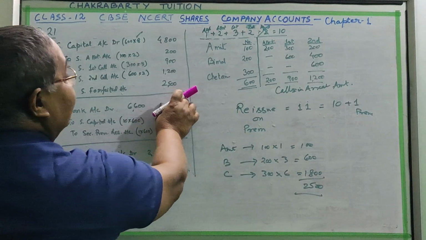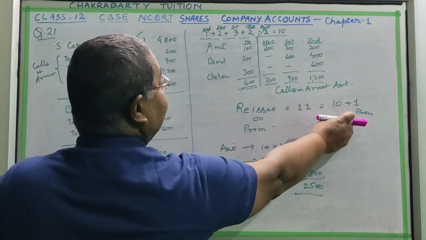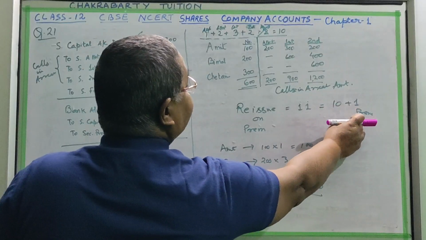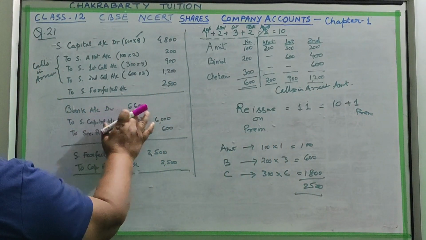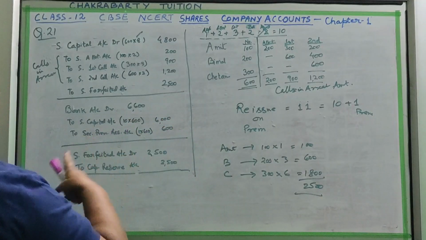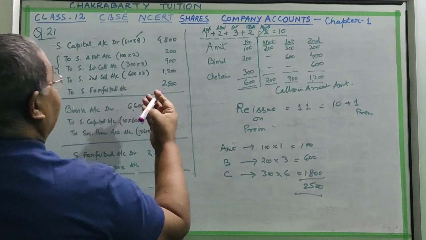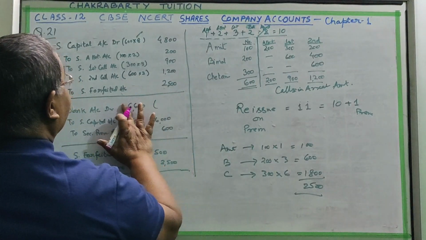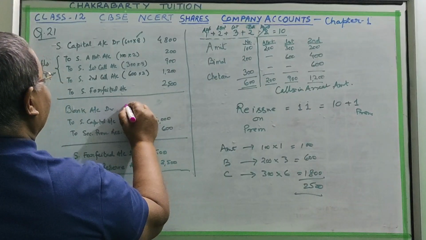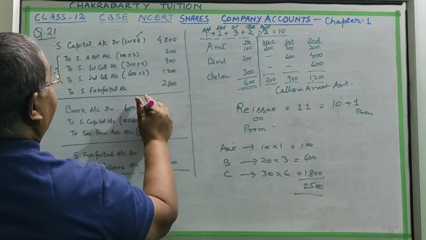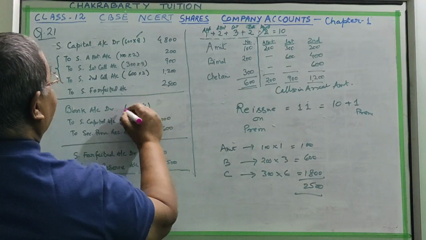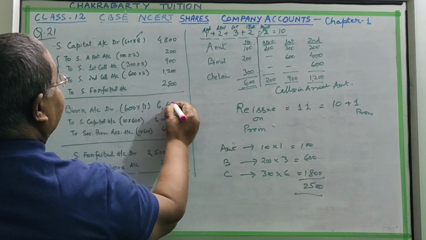Now these shares are reissued at the rate of rupees 11. 11 means 10 plus 1. 1 is the premium. So they have issued it. So bank account you will get 600 shares, here the amount is 600 shares at the rate of 11. So it is 6,600.